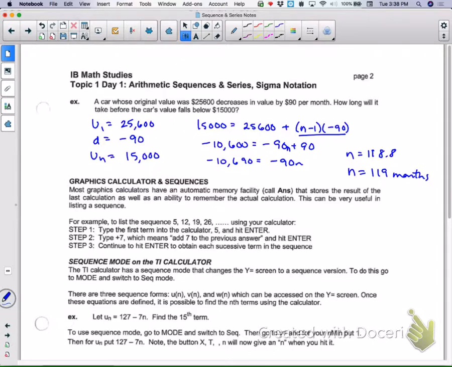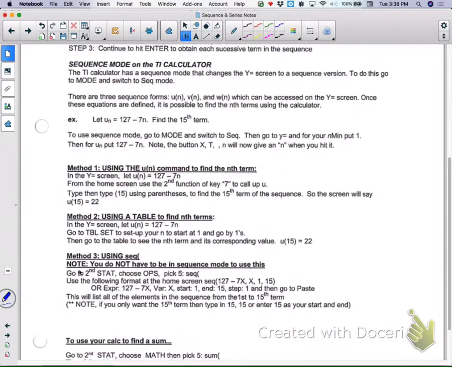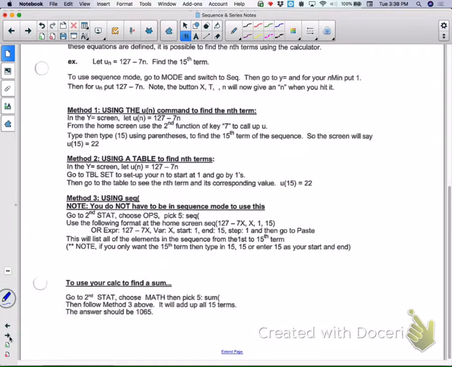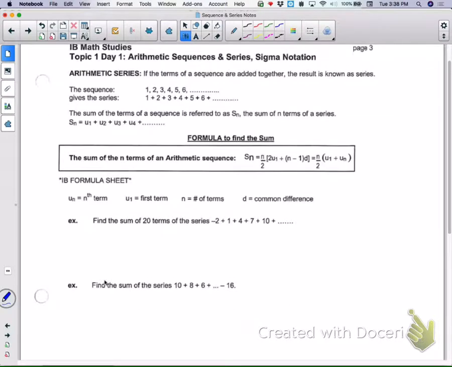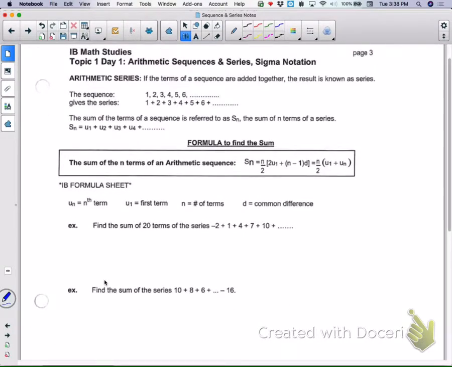All right, now as far as the calculator stuff, let me come back to that in a minute because, like I said, that's just going to be a way of checking your answers. Let's just go ahead and finish the notes here, and then we'll go back to the calculator stuff. That way, if you don't care about the calculator stuff, you don't have to worry about watching this part. Okay, so the last part here is about an arithmetic series.